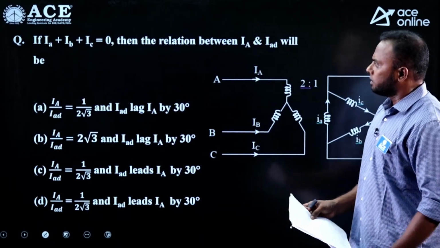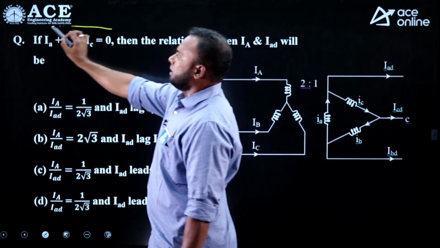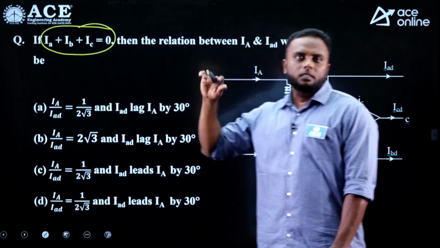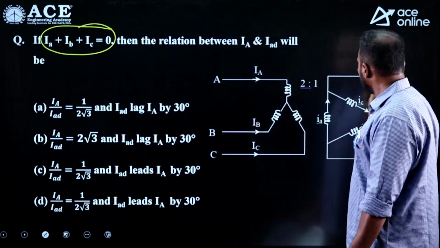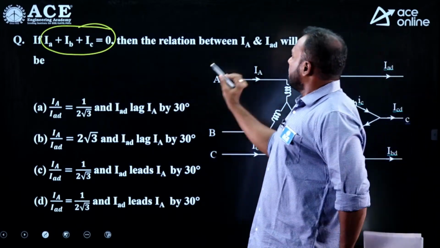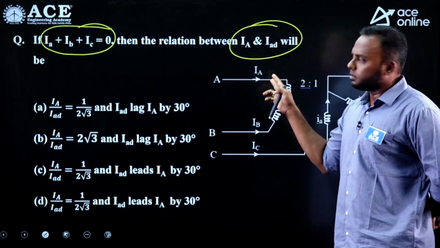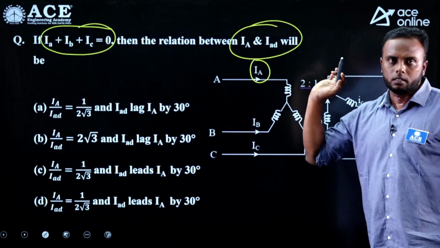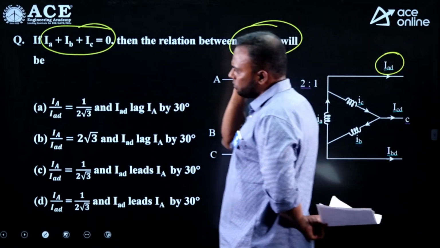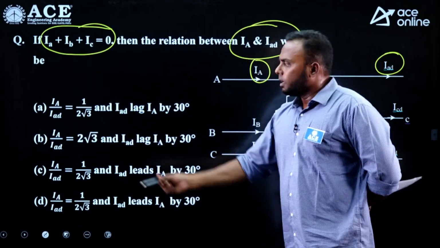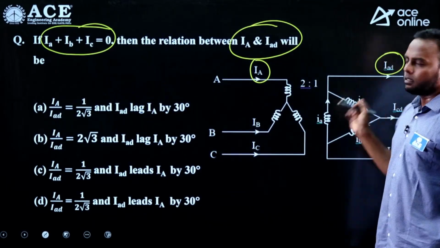Next one is this. This is from transformer. Here given IA plus IB plus IC equal to 0, meaning balanced 3 phase currents. On the secondary side we have Ia, Ib, Ic, balanced 3 phase currents. Then we need the relation between IA and Iad. What is IA here? Primary line current. Iad means secondary line current, and what is the angle between these two? There is some relation here, IA by Iad. IA is this one, Iad is the secondary line current.